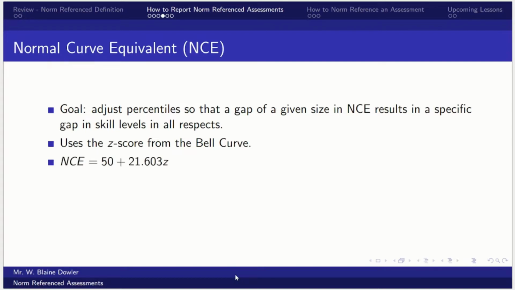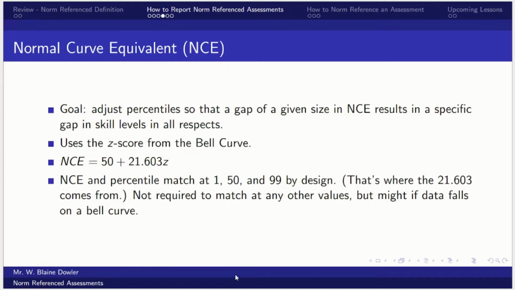The formula for it is to take 50 plus 21.603 times your Z-score. Your Z-score is negative for below average scores and positive for above average scores. So this will put 50 in the center, and it will also balance it so that the first percentile and the 99th percentile produce NCEs of 1 and 99. So those are the 3 points where they match, 1, 50, and 99. But other than that, percentiles and normal curve equivalents do not need to match at all. They only do if the data in your data set is a very close fit to the normal bell curve anyway.